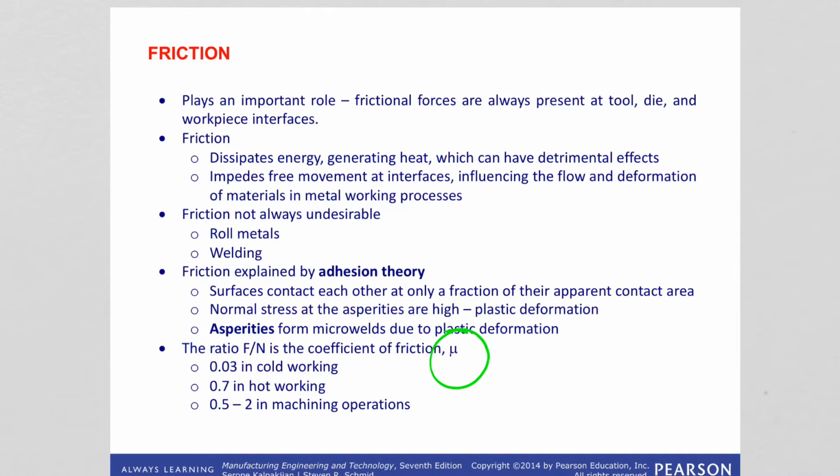Usually in metal working processes, like in cold working, it is like 0.03. So it ranges from 0.03 in cold working to 0.7 in hot working. So it is increasing, and in machining operations, it is between 0.5 and 2.